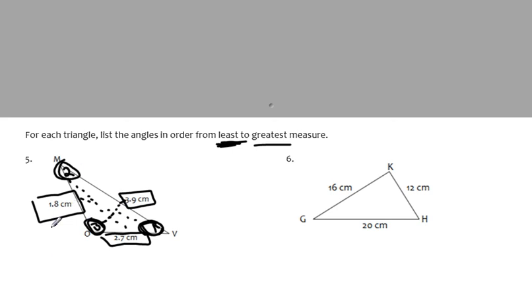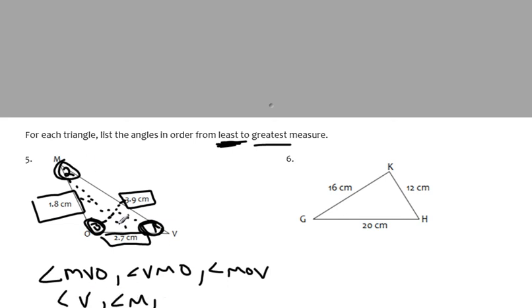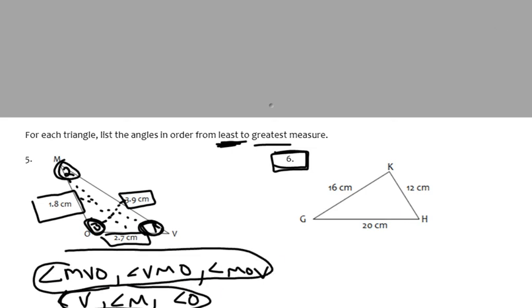So listing the angles from least to greatest, you can do it 2 ways. We can do it by 3 letters. We said number 1, angle MVO. Number 2 is VMO. And number 3 is MOV. If we want to name them with 1 letter only, we can call them angle V first with number 1, number 2 was angle M, and number 3 was angle O. Alright, go ahead and pause the video and try number 6 on your own. Try it both ways using 3 letters and using 1 letter only.